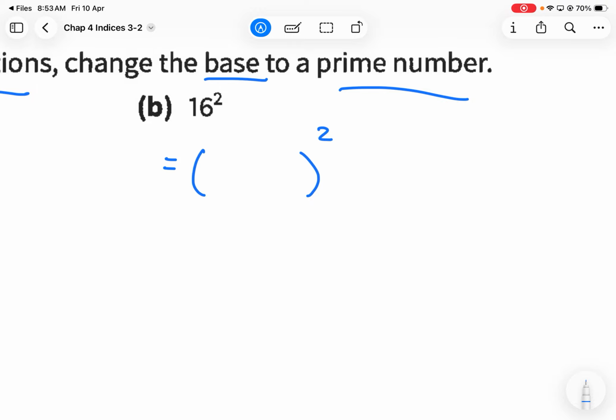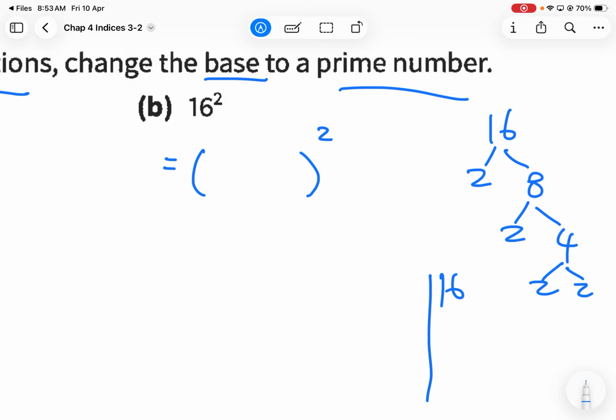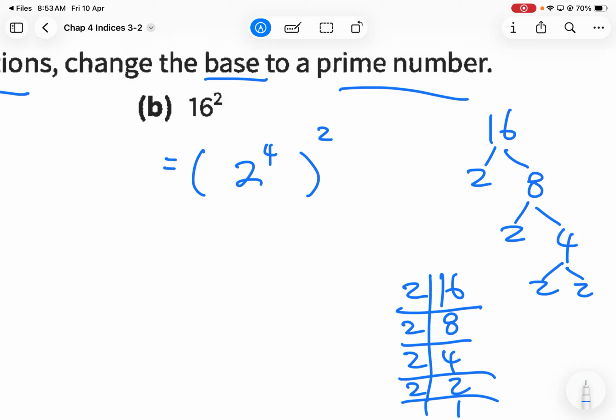You all can go back to your Sec 1 prime factorization. Remember 16, I divide by 2, I will have 8. 8, I divide by 2, I have 4. 4, I divide by 2, I have 2. Okay? Or you all write 16, divide by 2, get 8, divide by 2, get 4, divide by 2, get 2, divide by 2. Then actually 16 is 2 to the power of 4. Your prime factorization. Okay? So this one requires you to go back to your Sec 1 technique, prime factorization.